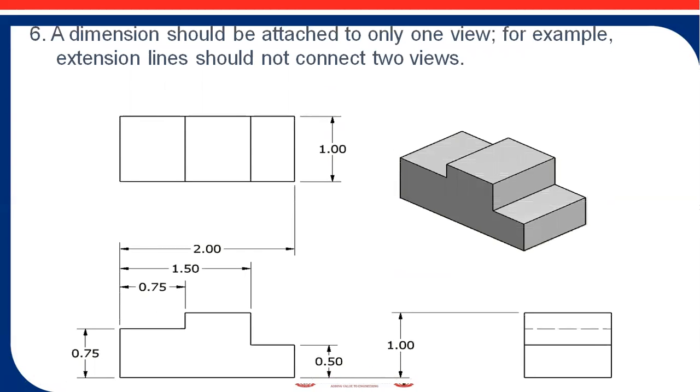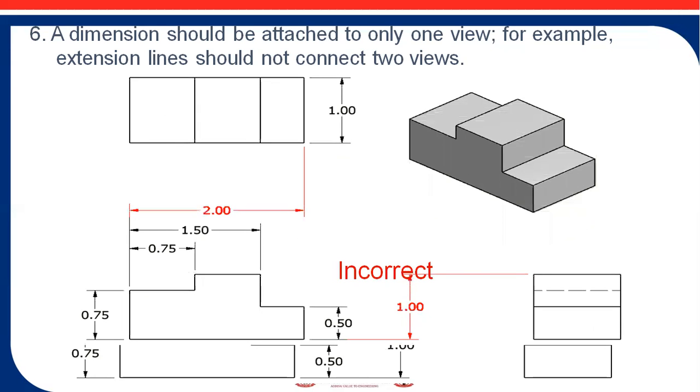Another rule: a dimension should be attached to only one view. For example, an extension line should not connect two views. What is an extension line? In this diagram, whatever lines you are showing with respect to the dimension lines are the extension lines. The extension lines should not be attached to the views. They should be separated from the views by approximately 1 to 2 mm. So this is an incorrect way of dimensioning.